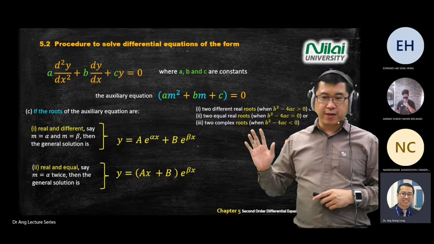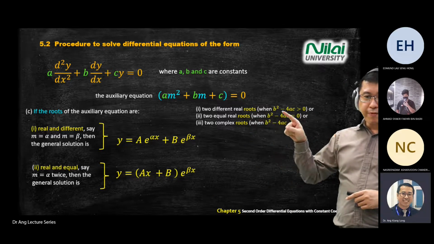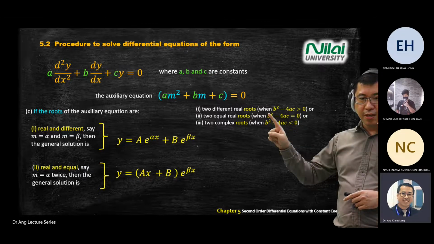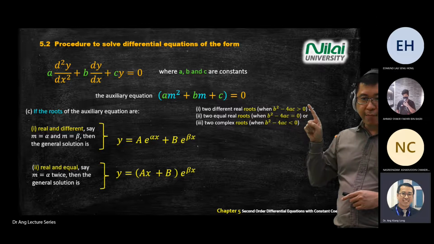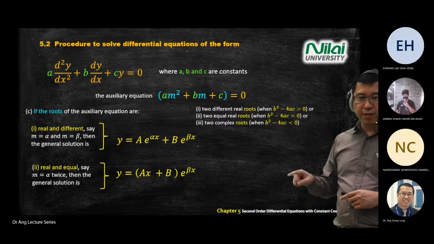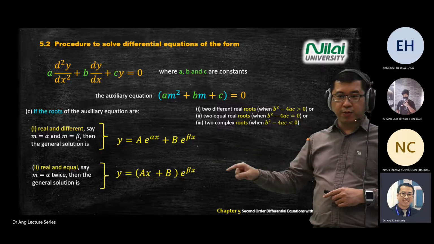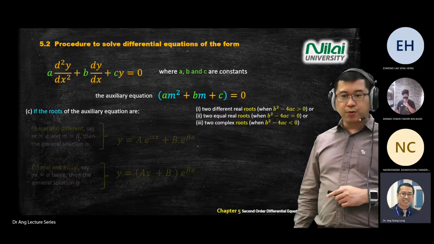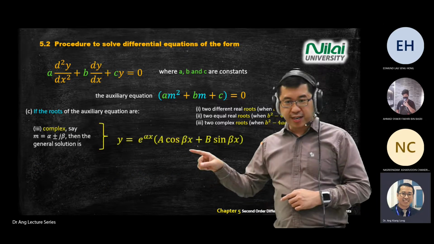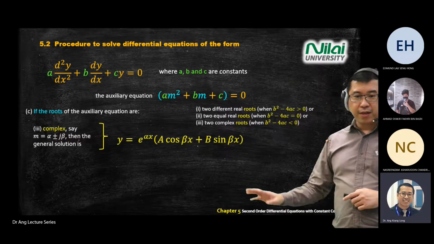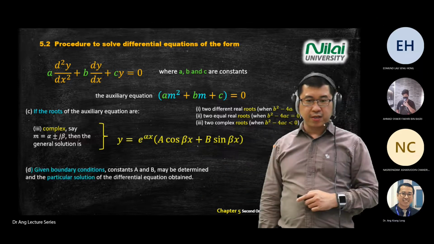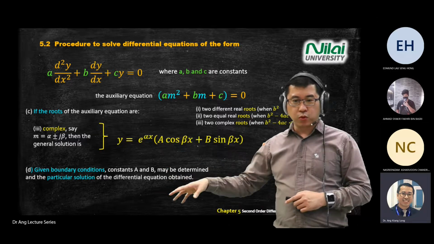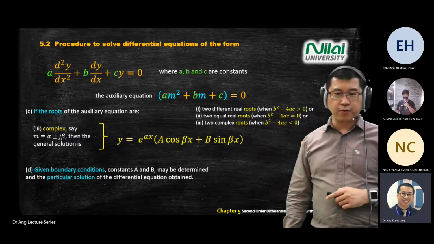You don't need to think. You substitute the value of b squared minus 4ac, the value of a, the value of c. Press your calculator, and you'll get either more than 0, equal to 0, or less than 0. If it's more than 0, you use this equation. Equal to 0, you straight away use this equation. If less than 0, you use this equation. There's a standard equation for you already. After you use the equation, you substitute the values given, x equals what, y equals what, and solve for all the unknown values.